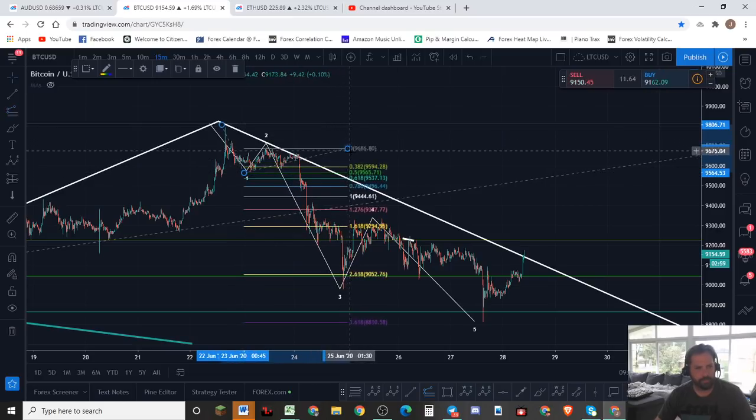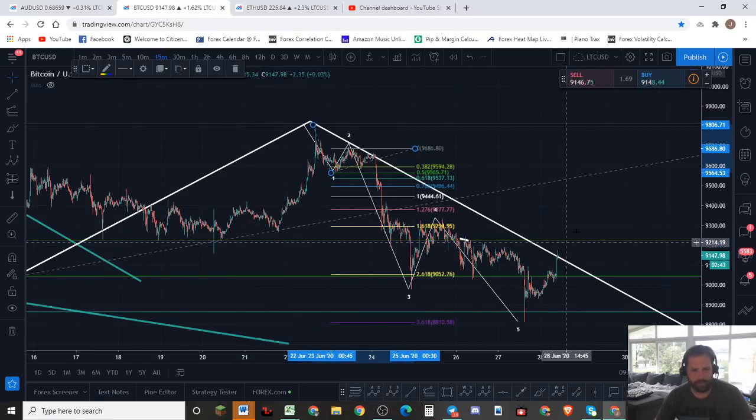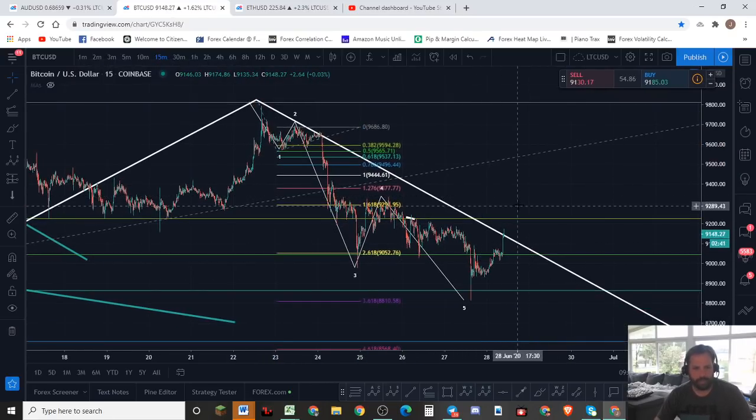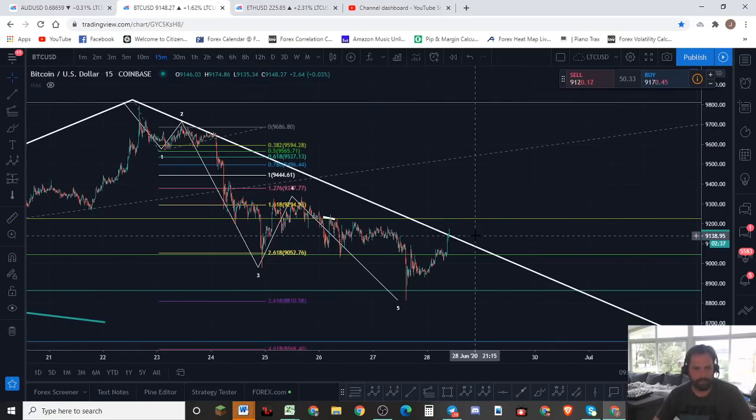When we measure the first wave, you can see how the third wave came to the 2618 extension. That's a beautiful extension for a third wave. You've got a 3-wave pullback here for a fourth wave, and then a nice 5-wave finish. Basically we've got 1, 2, 3, 4, 5. That's a complete 5 waves, and now we're getting a pullback to the upside, and that pullback is going to go up in 3 waves.